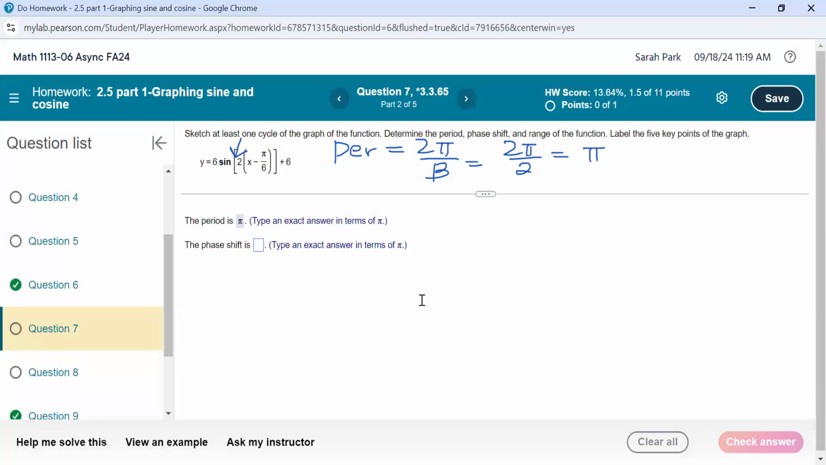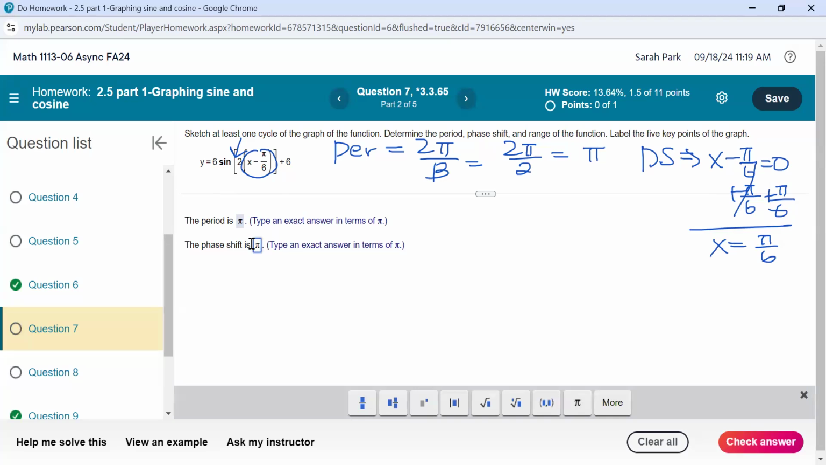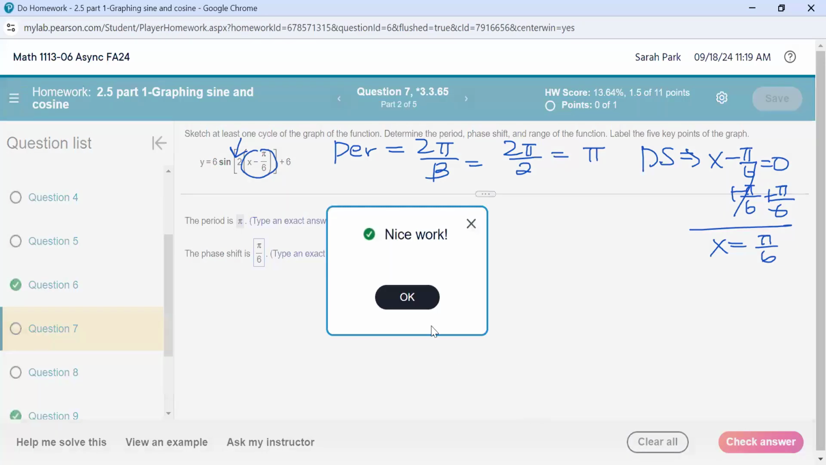Okay, the phase shift is, we take x minus pi over 6, we set it equal to 0, solve for x, so we're going to add pi over 6 to both sides to cancel that, and you get x is equal to pi over 6. And that's also going to be the first x value for my key point.